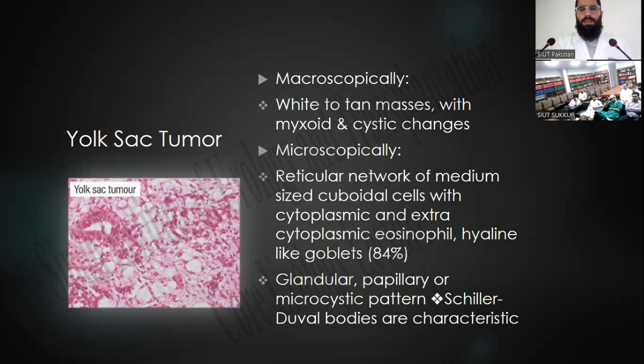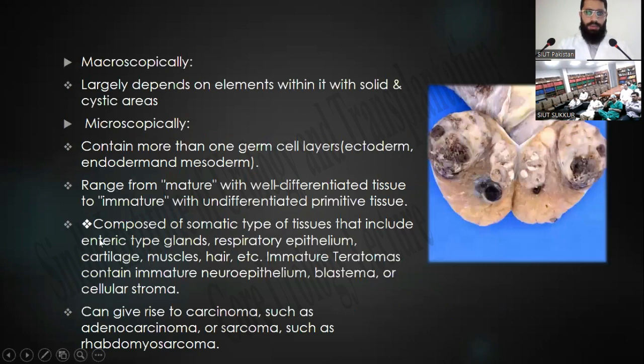Macroscopically, yolk sac tumors appear as white to tan masses with myxoid and cystic changes, and microscopically, a reticular network of medium-sized cuboidal cells with cytoplasmic and extracytoplasmic eosinophilic globules. Glandular, papillary, or microcystic patterns can be seen. Schiller-Duval bodies are characteristic. Like in the diagram, Schiller-Duval bodies are structures that comprise a central vessel surrounded by tumor cells.